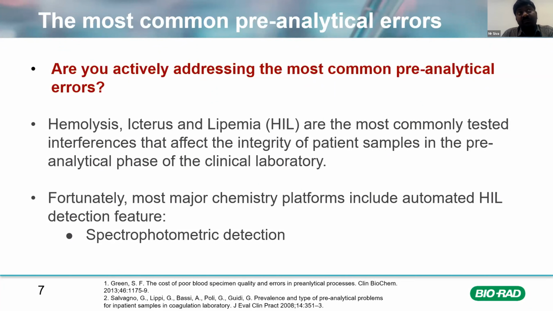We also have today's scenario, where equipment from various vendors and manufacturers comes with automatic HIL detection features. Most of the time we may switch it off or on, but it is ideal to switch it on as a HIL mode. Normally this HIL mode looks at each sample and analyzes through spectrophotometric detection whether the sample has any kind of interference in terms of HIL.